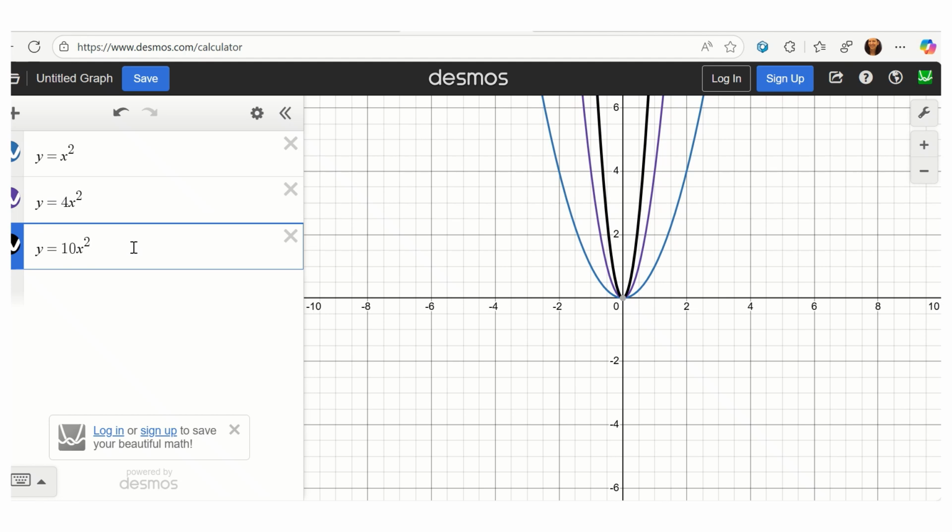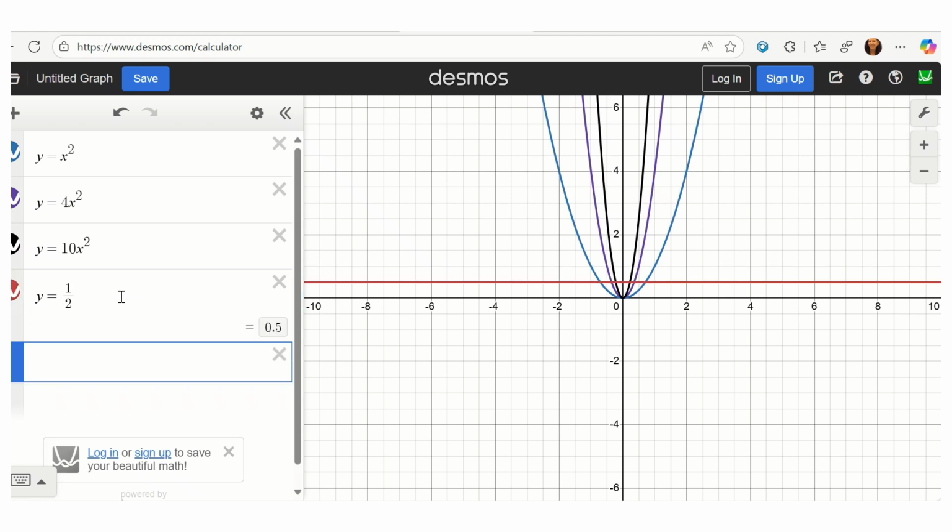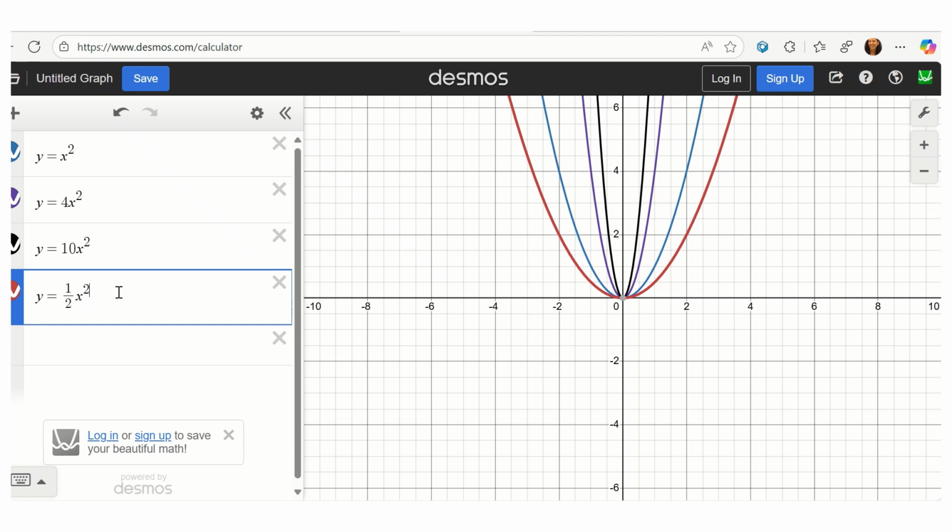Okay, so basically the bigger the number, I think of it as increasing the slope. Just like if it were a line, if you have a bigger and bigger number for the slope, it would get steeper and steeper. It's kind of the same thing that's happening here. You're making the slope steeper and steeper. Now we can go in the other direction. So what about a 1/2 x squared? Well, that made it wider.